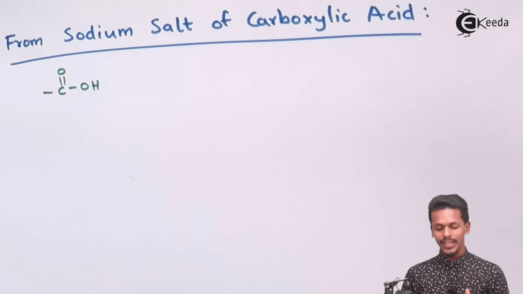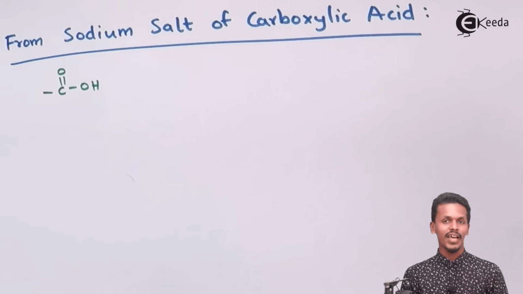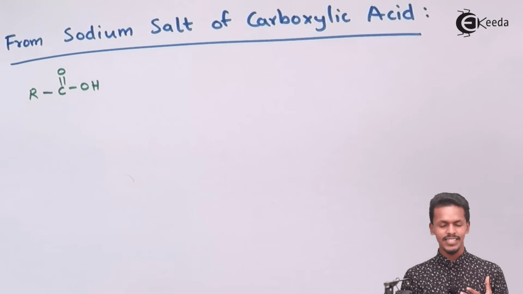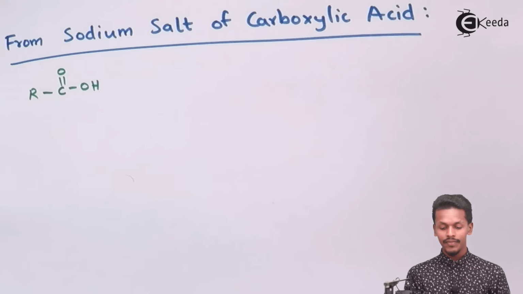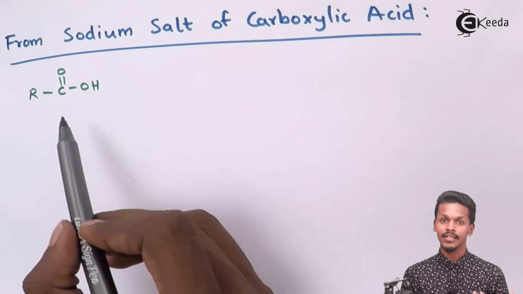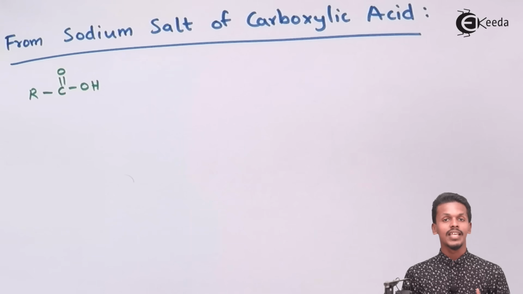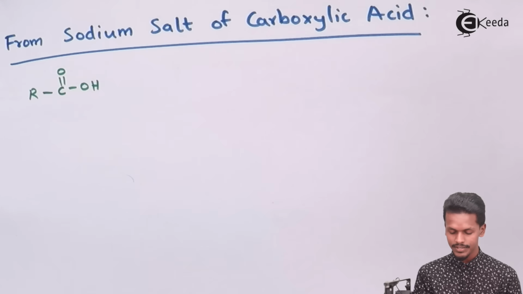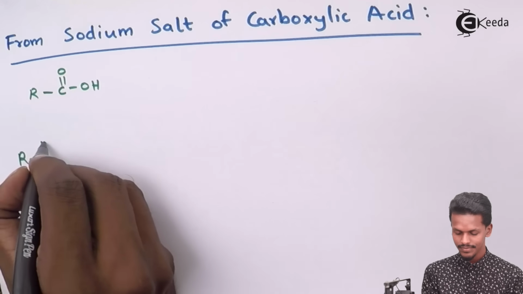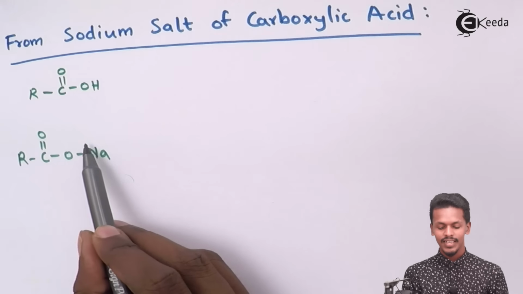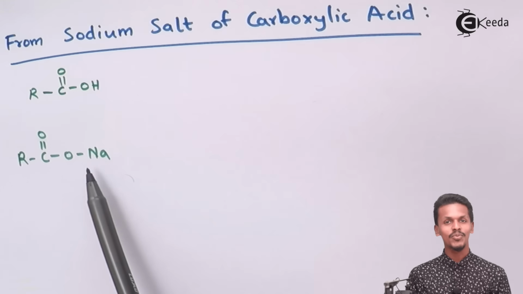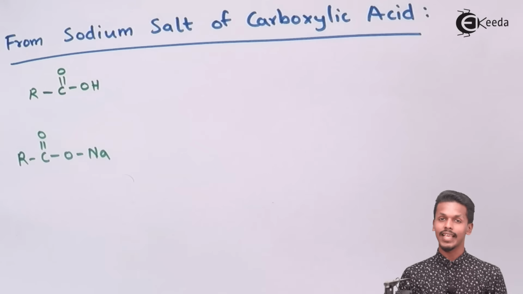Now we have to consider the sodium salt of carboxylic acid. If I write this group as R C double bond OH, then this is a carboxylic group, and the compound is a carboxylic acid. But what if I introduce sodium in place of the hydrogen that it has? Suppose instead of hydrogen I have introduced sodium, then this would be called the sodium salt of carboxylic acid. And from the sodium salt of carboxylic acid we have to prepare an alkane.